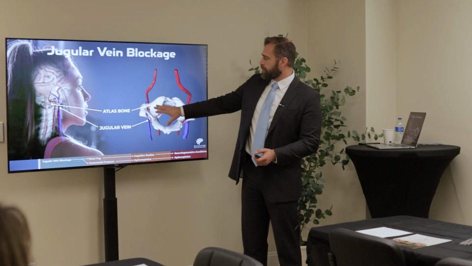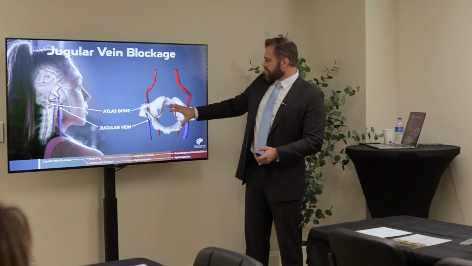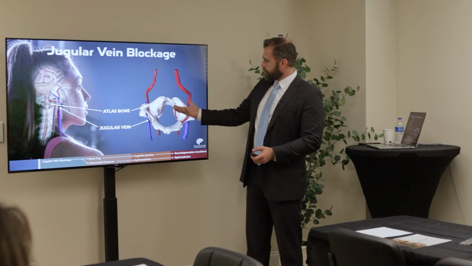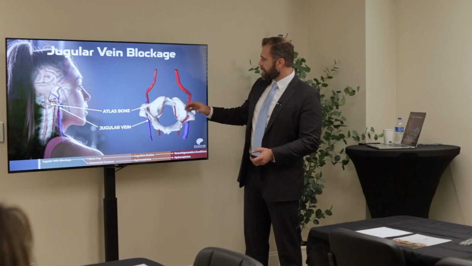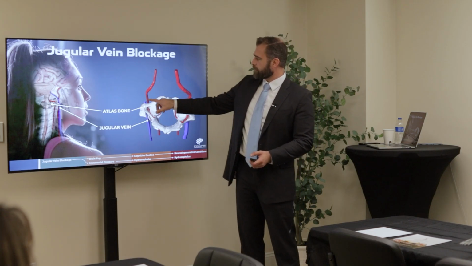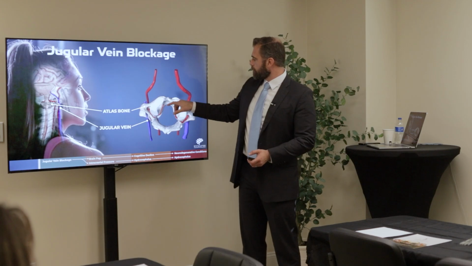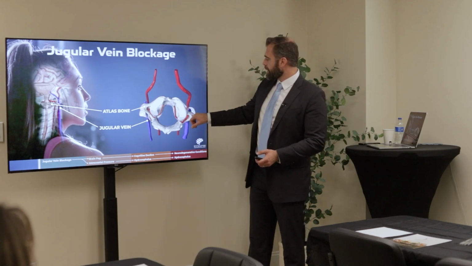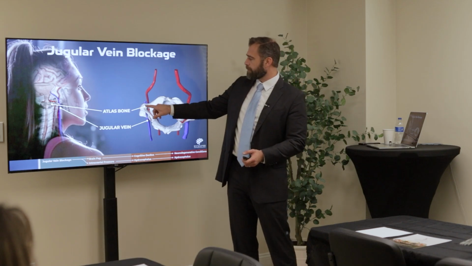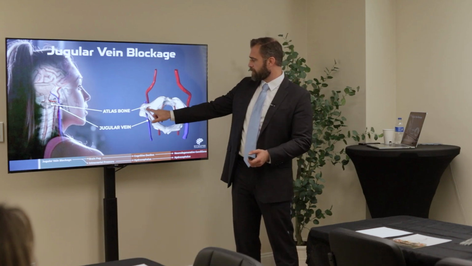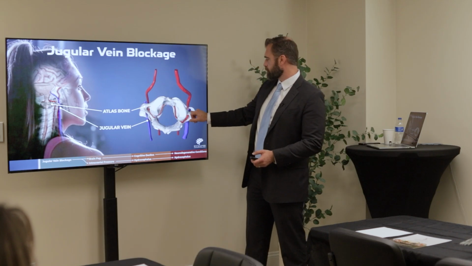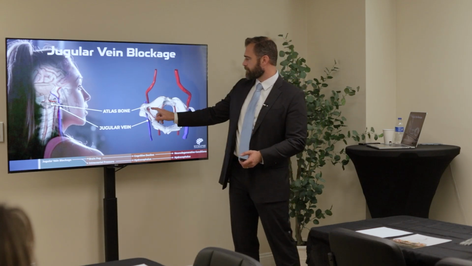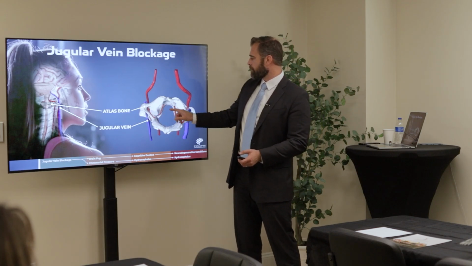So the atlas bone sits right under the skull. What we're doing is taking a top-down look at the atlas bone. And so you have your carotid arteries, which sit a little more medial, and then the jugular veins, which sit right in front of the transverse foramen. And in this top-down view, you can also see the transverse process. You can see the transverse foramen where the vertebral arteries are coming in.